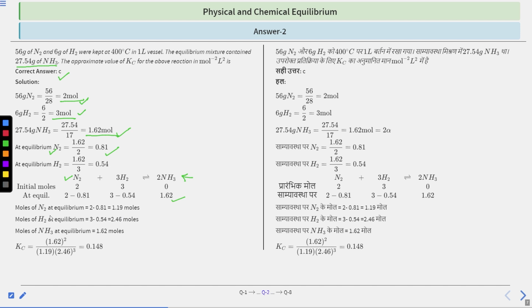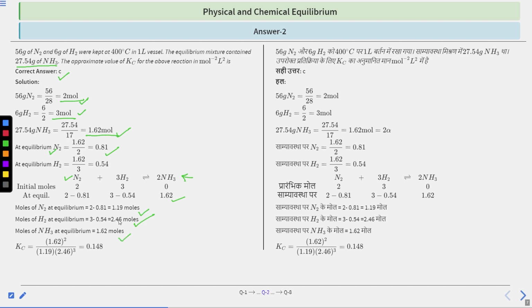So moles of N2 at equilibrium should be 2 minus 0.81, which equals 1.19 moles. And moles of H2 at equilibrium should be 3 minus 0.54, which is 2.46 moles. And moles of NH3 at equilibrium, we have been given 1.62 moles.